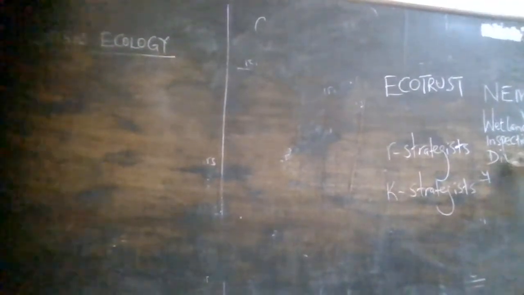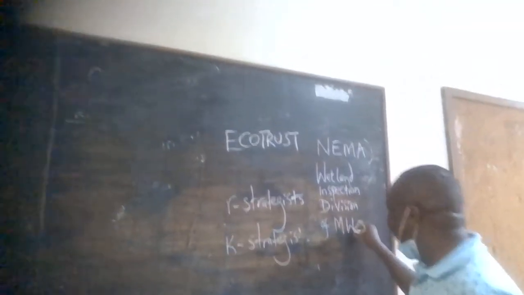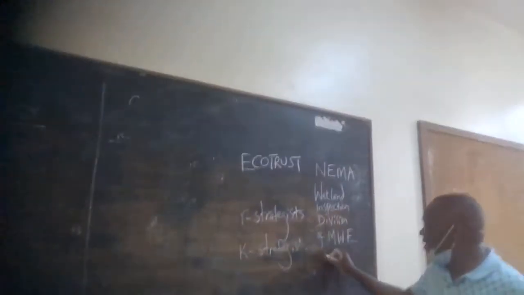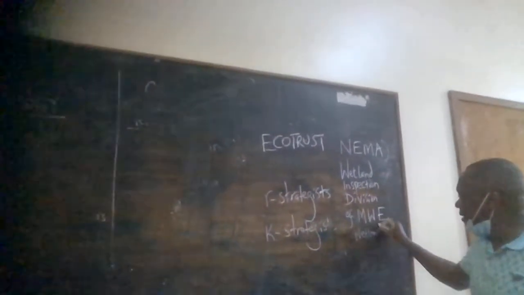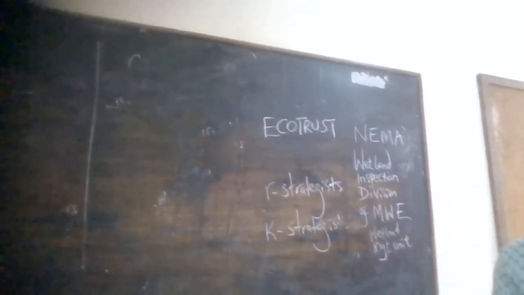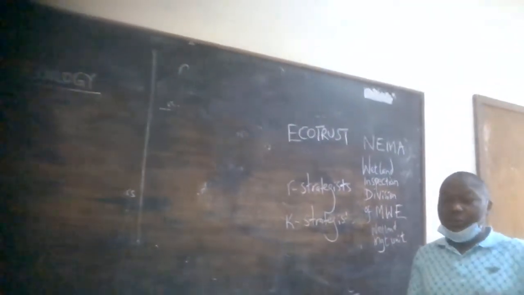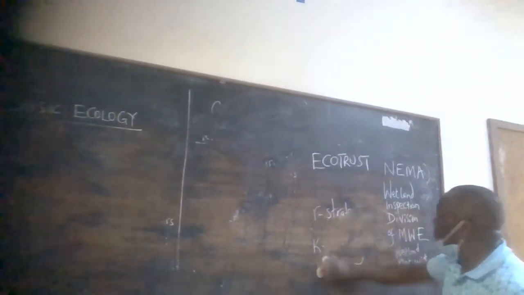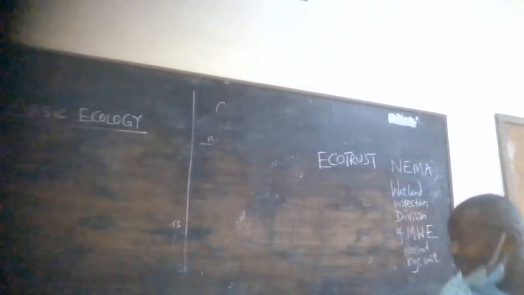Wetland Inspection, or at times they call it the Wetland Inspection Division, of the Ministry of Water and Environment. But I think the name has changed to Wetland Management. The Wetland Management Unit of the Ministry of Water and Environment. That one is a potential employer of an ecologist.